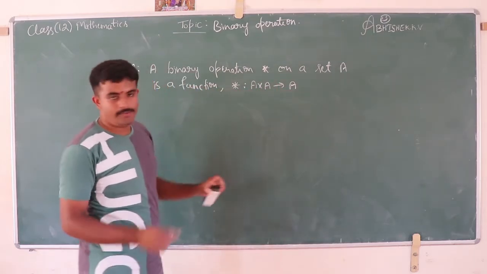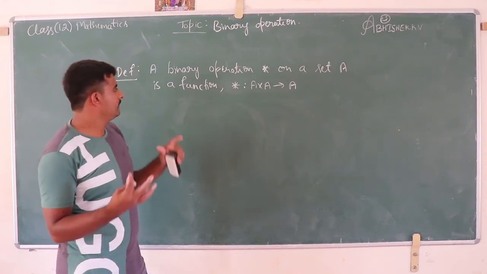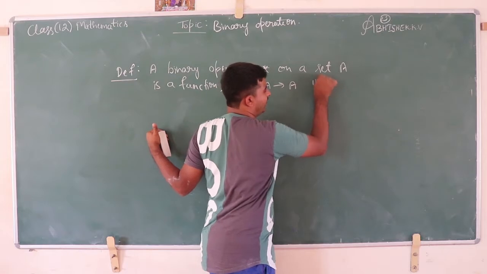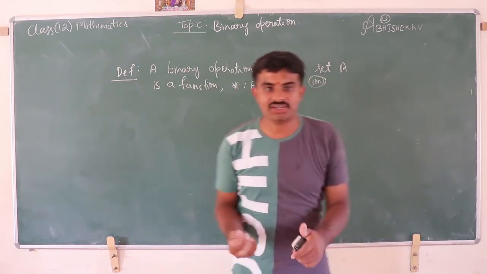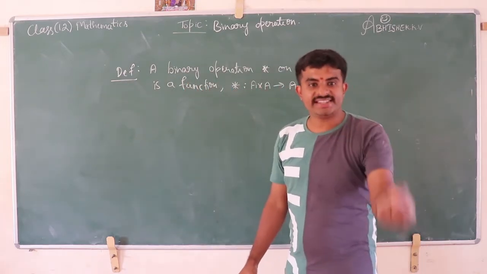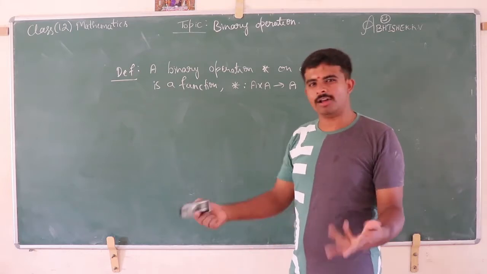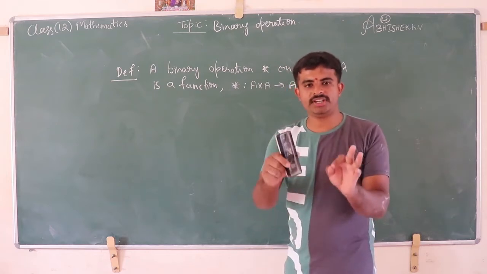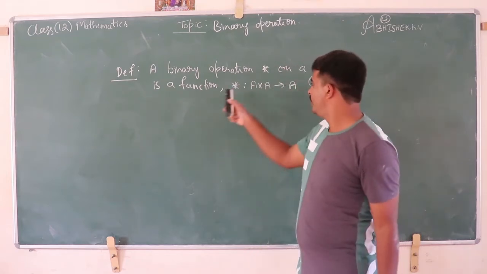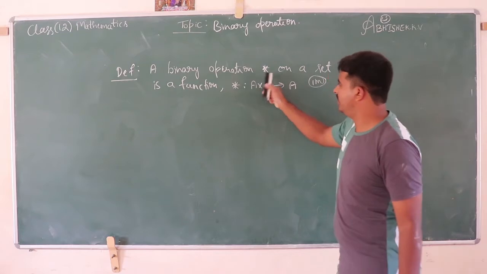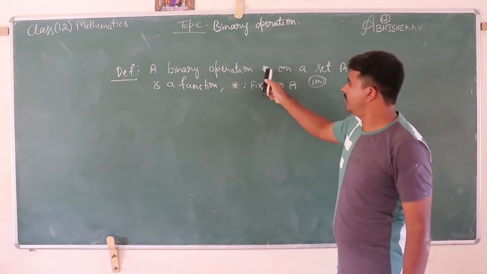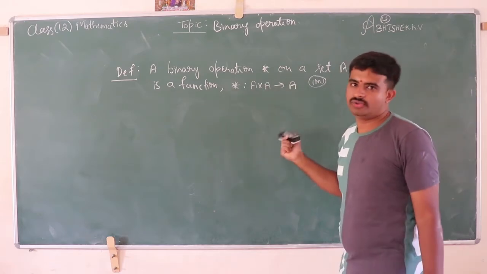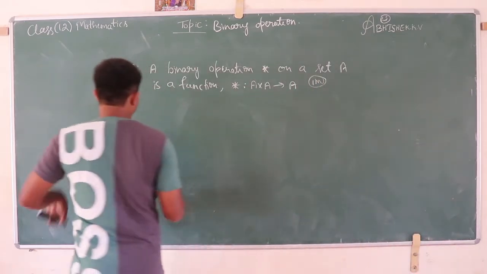Very important for your examination. The examiner asks this question for 1 mark. Define binary operation. What is binary operation? A binary operation star on a set, say that set be A or B or C, here I took A, is a function. A binary operation star on a set A is a function star from A cross A to A. This is the definition.